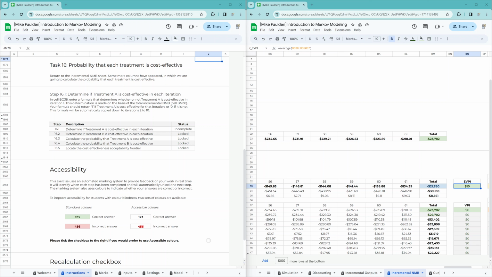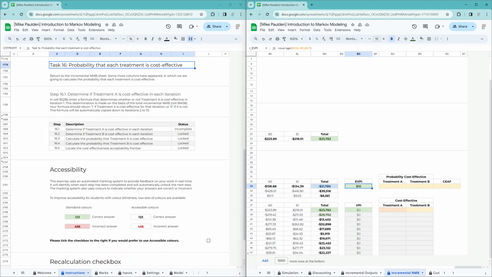And again, we're going to jump right in where we left off on the previous video. So we're still on the incremental net monetary benefit sheet. And we can see that there's been a couple more columns that have appeared. In these columns, we're going to calculate the probability that treatment A and treatment B is cost effective. And we're also going to calculate where the cost effectiveness acceptability frontier would be plotted given the current settings in the model, in particular the current cost effectiveness threshold.